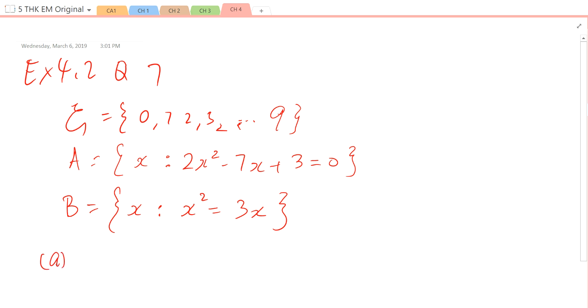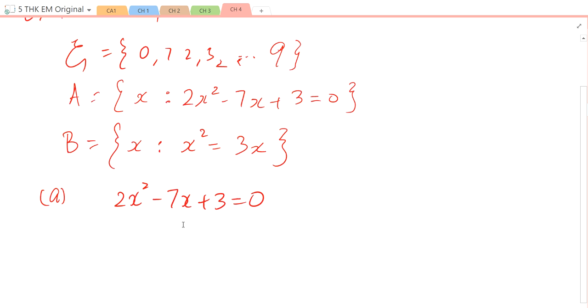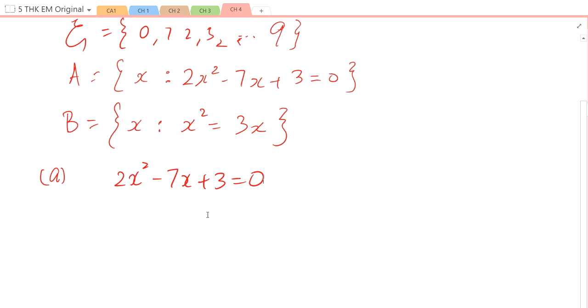Okay. In set A, we have 2x squared minus 7x plus 3 equals 0. How do we find the values of x then? For this one, which method do you want to use? Calculator method. If you want to use your calculator, you can tell me what to write. Okay, bracket x minus 3, then 2x minus 1 equals 0.